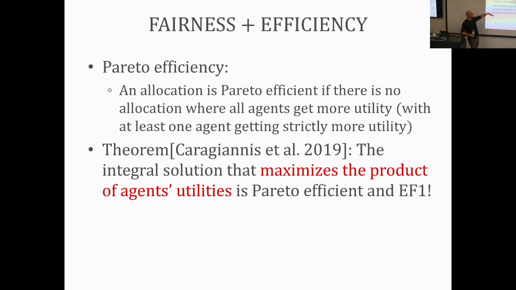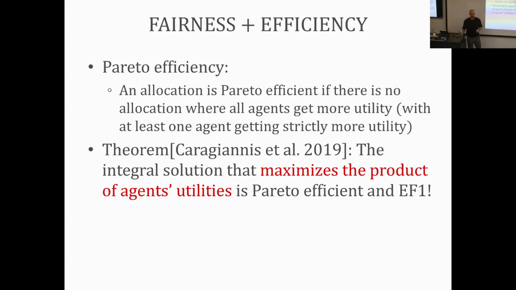So for example, any rule that's a monotone function of the utilities will by default satisfy this. Product is obviously a monotone function of the utilities, so it satisfies this by default. A dictatorship would also be efficient. I get everything, and any other allocation makes me less happy.